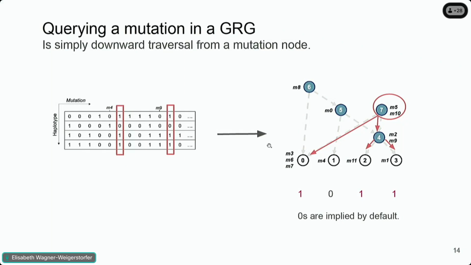Similarly, this graph has exactly the same information as the left-hand side. We can use this graph to represent the same information. That's how we query a mutation from this graph. It's simply a downward traversal from the mutation node to the sample node.